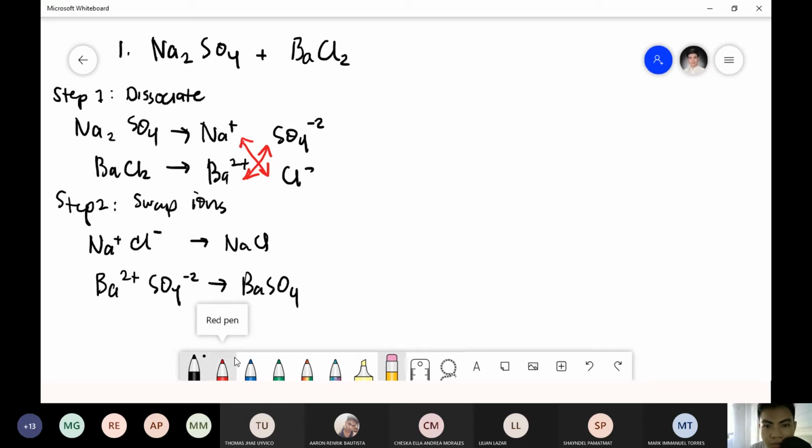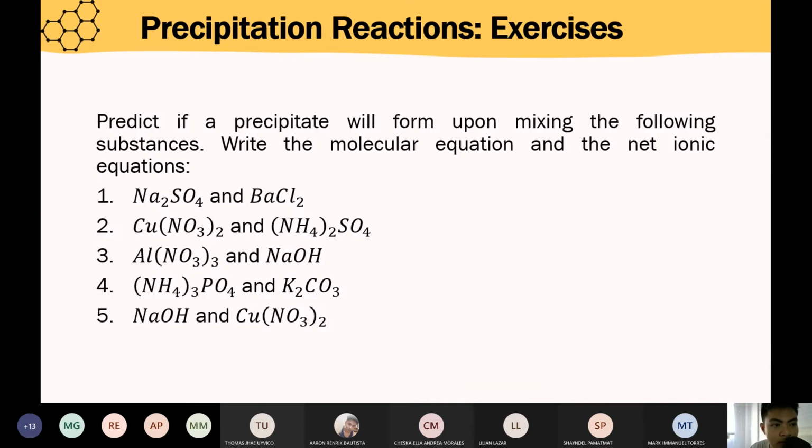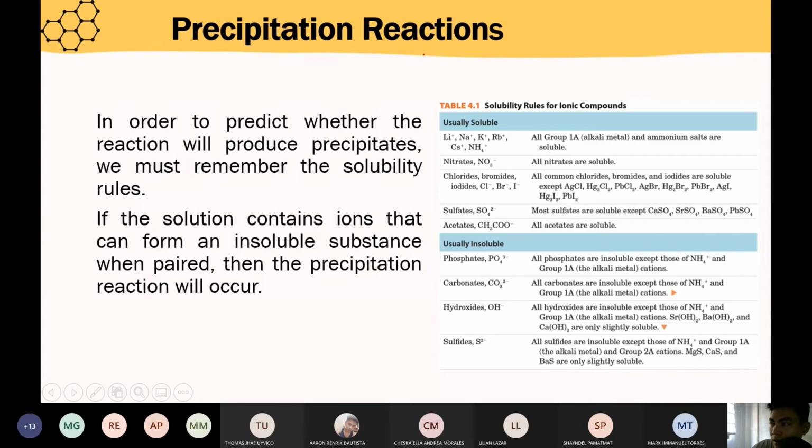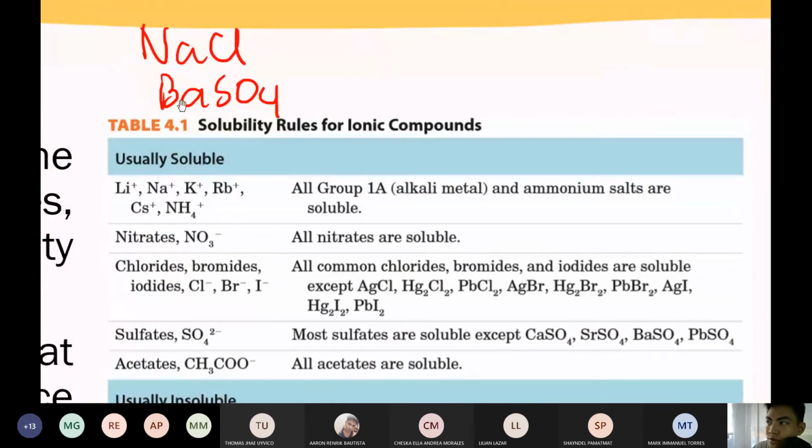However, it is important for us to know if precipitate yan. Okay? So, let us check if one of them is a precipitate. So, paano natin titignan kung precipitate yan? We use the solubility rules. Ayan. Ano yung ions natin? Let me just rewrite the ions here. Okay. So these are our ions. Sodium chloride, barium sulfate. So let's check if one of them is a precipitate.